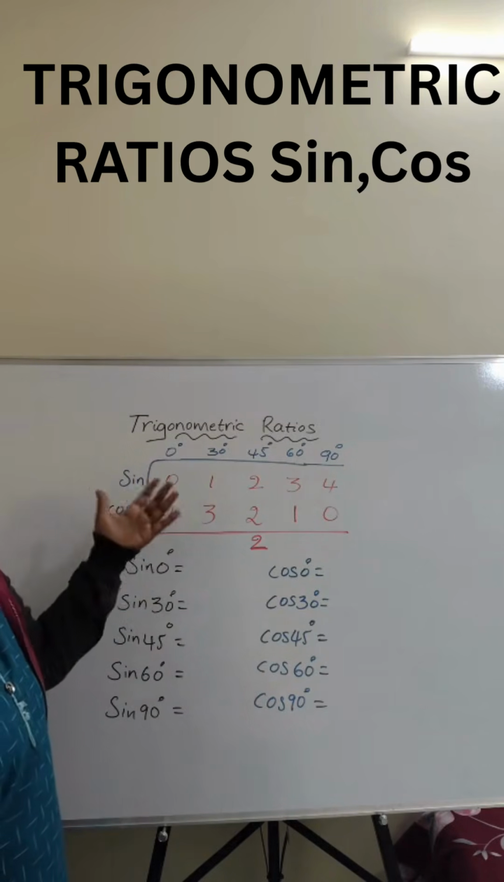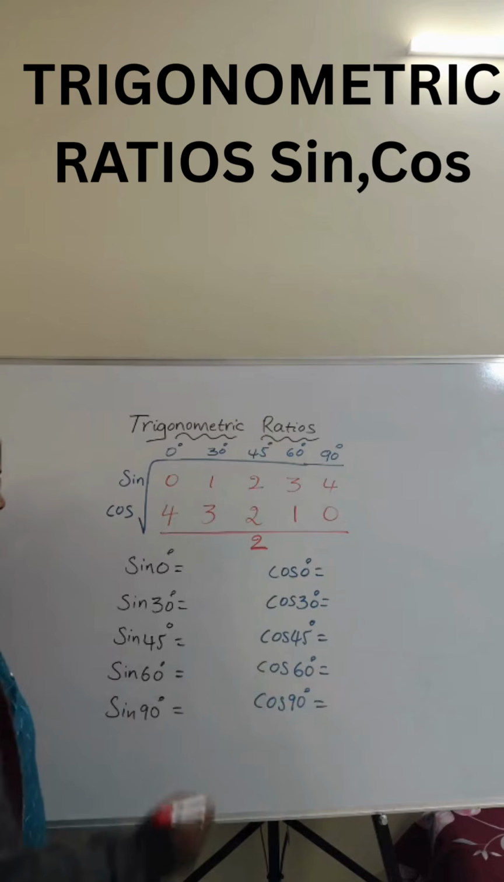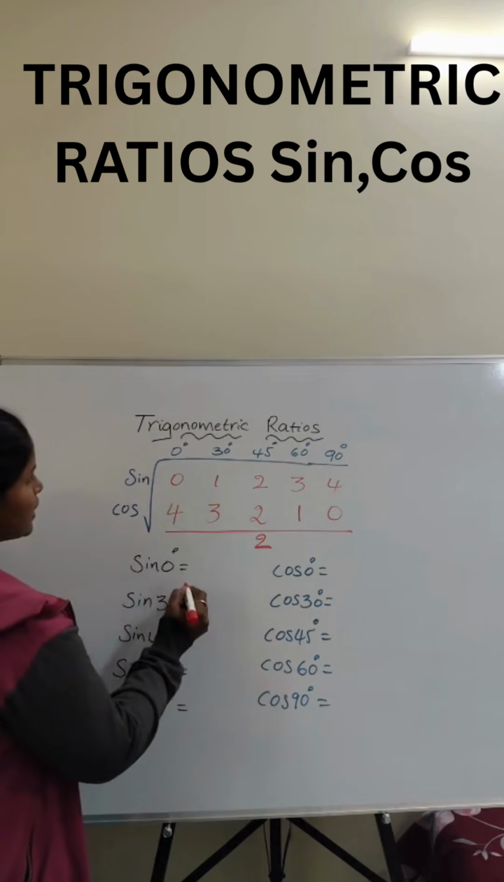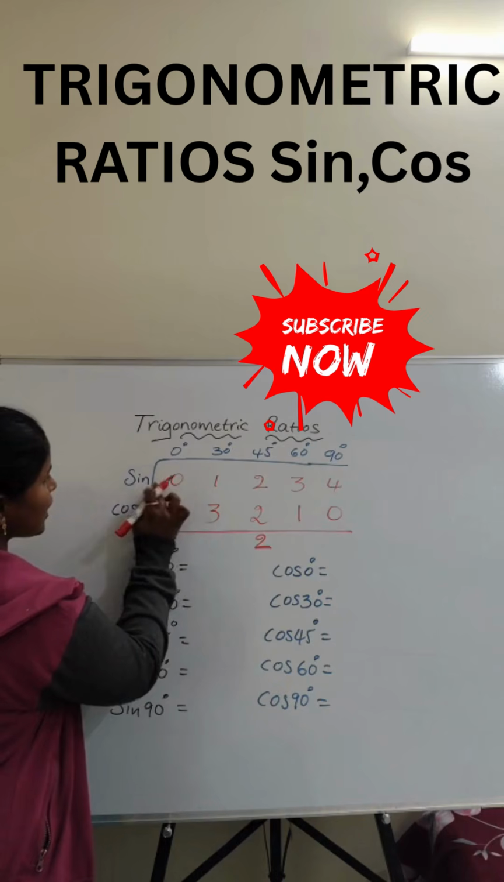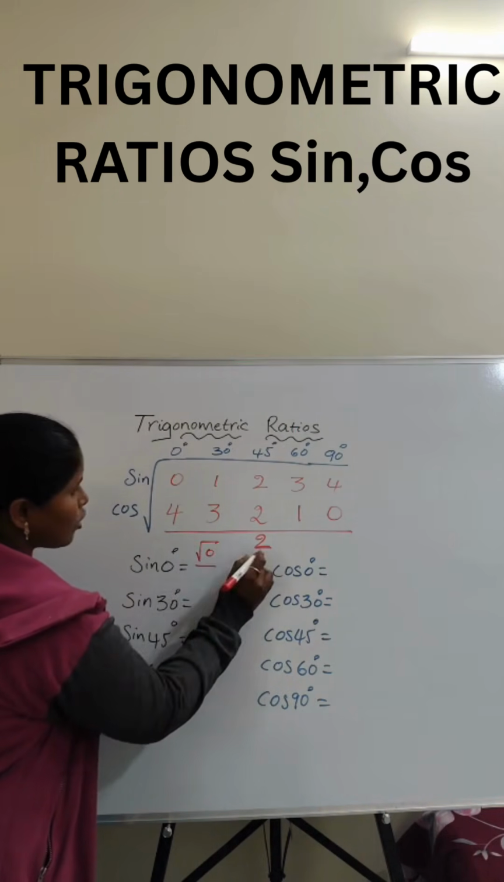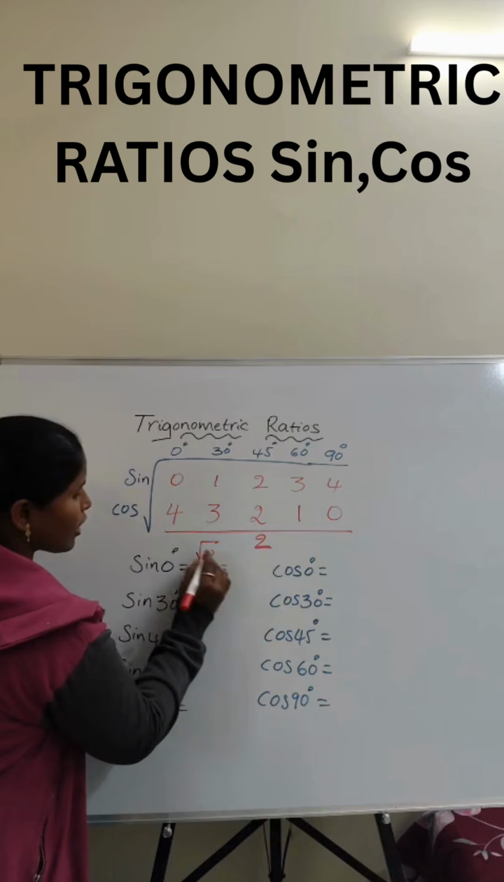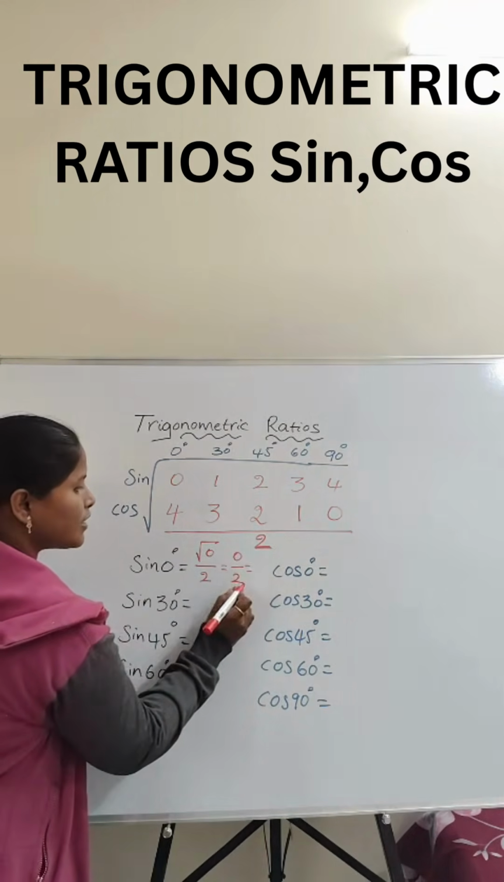Trigonometric ratios: how to find the values of sine and cos. Easy way. See here, sine 0 degrees. What is the value of sine 0 degrees? Here it is 0, so root 0 by 2. What is the value of root 0? It is 0, so 0 by 2, which is equal to 0, because 0 by anything is always 0.